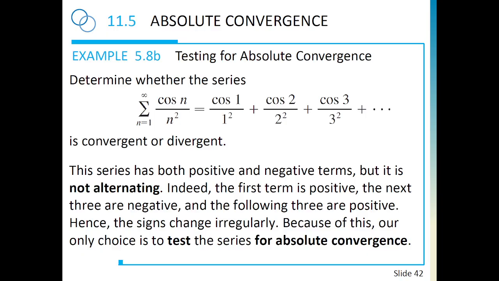Some terms are positive, some terms are negative, but they are not regularly distributed. It's not one positive, one negative, one positive, one negative. It is a mix. So this is not an alternating series, so we cannot use the alternating series test. At this stage, our only tool is to try the absolute convergence test.